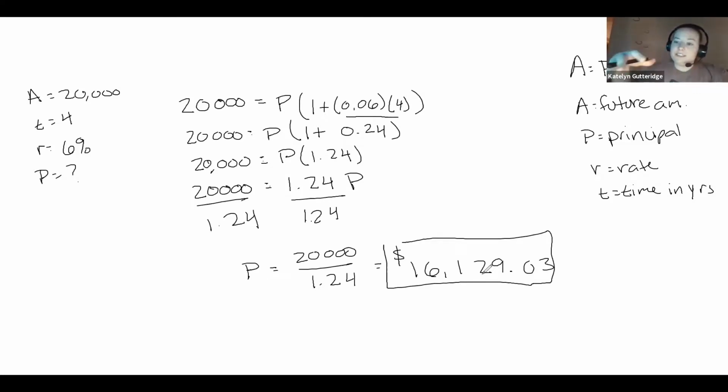Now let's do a different scenario. Let's try to find our rate. Okay, so we're going to be using the same formula, but this time instead of solving for P, we're going to solve for R. So it's a little bit different. You're still going to follow the same general math steps that you would do.